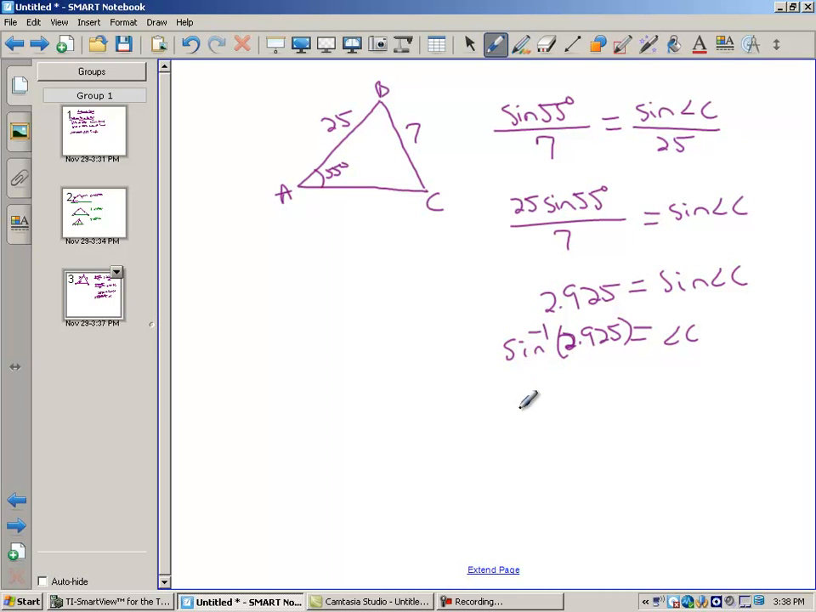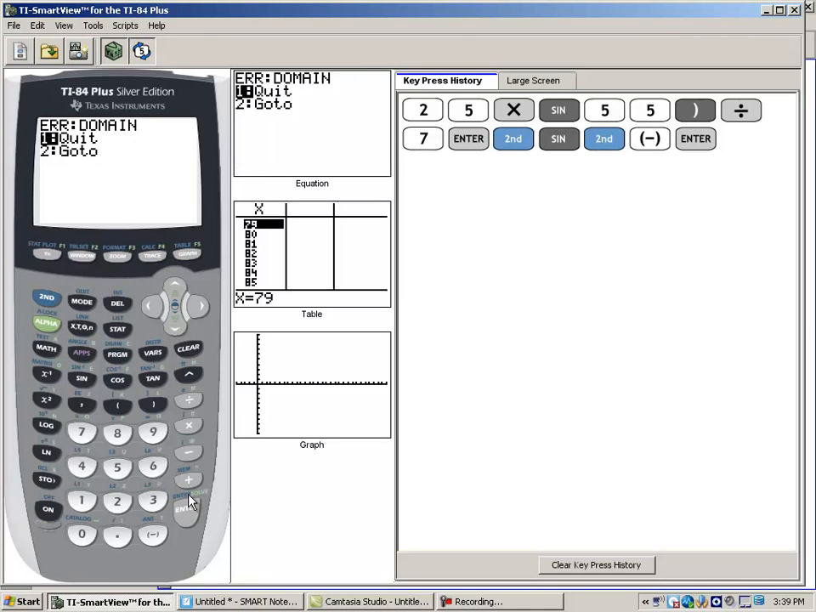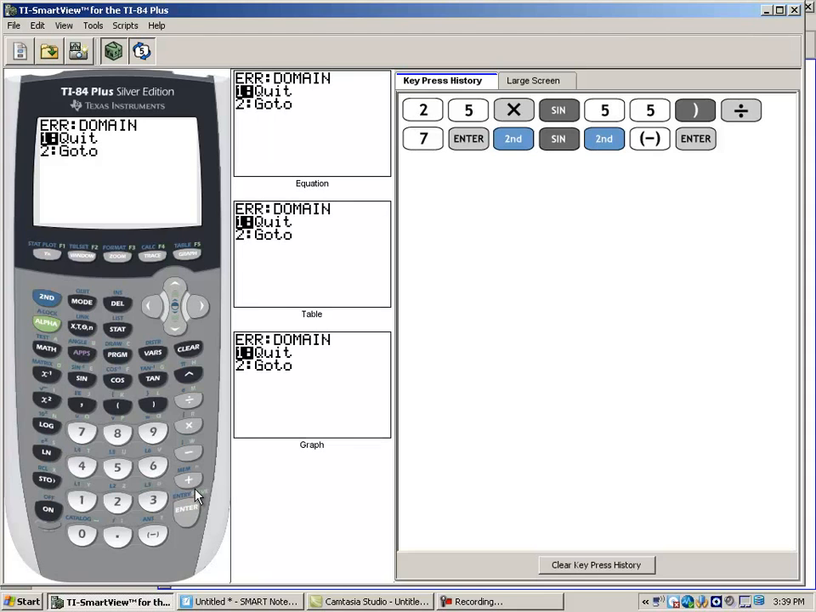Anyway, if we try and arc sine 2.925, some of you might be saying, wait a minute, you can never get an answer that's bigger than 1 or smaller than -1 for sine, so if I try and arc sine 2.9, there might be a problem, and there is a problem. You get this on your calculator, this is your hint to know that this triangle is impossible.